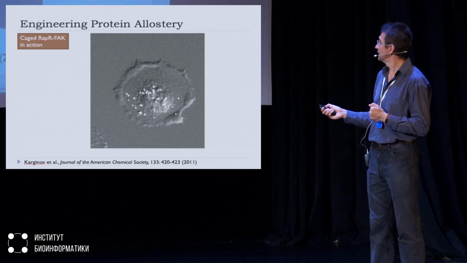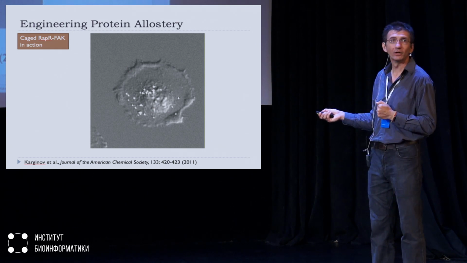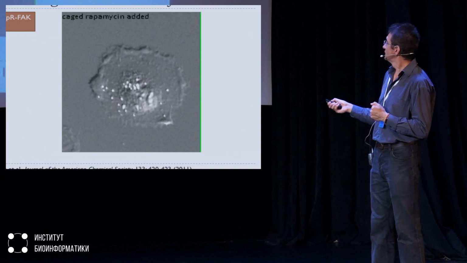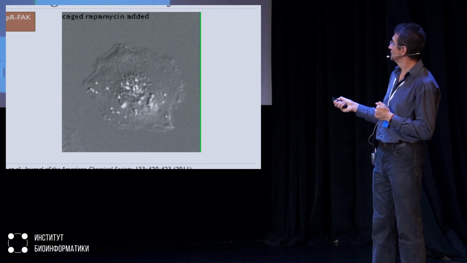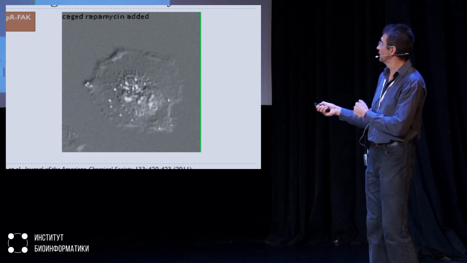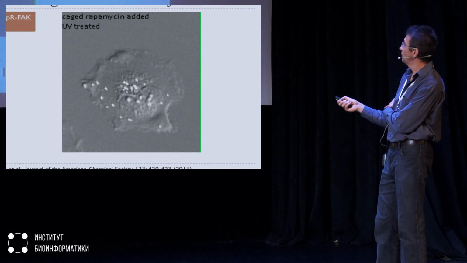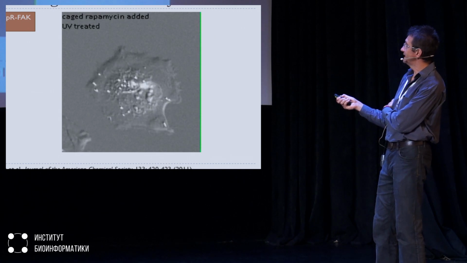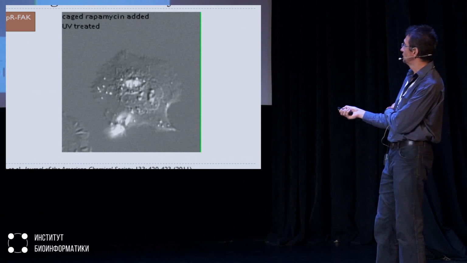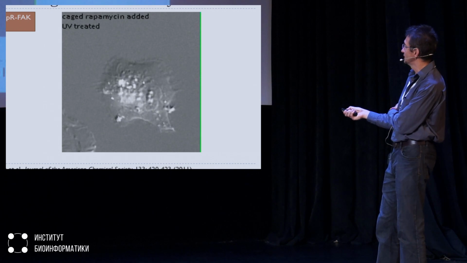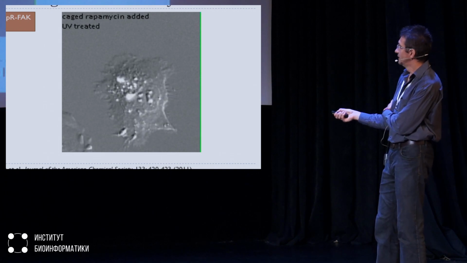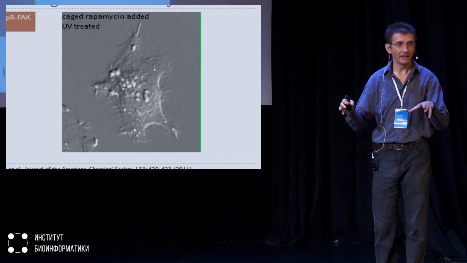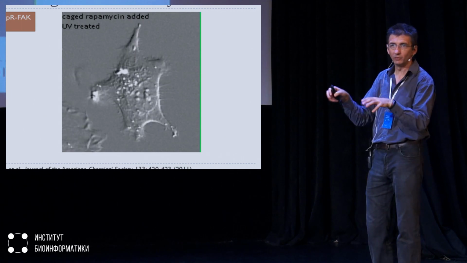So that's it. And can we go again to the presentation? Well, I have a lot of movies here. You see, now we introduce caged rapamycin to living cells. So this is again a focal adhesion kinase. Nothing happens. Now we start treating with UV light. It takes a little bit of time to uncage the drug. But as soon as we uncage, you will see a bunch of dorsal protrusions start coming out because cells start to become mobile. And if you put it in a context, it starts moving between cells.